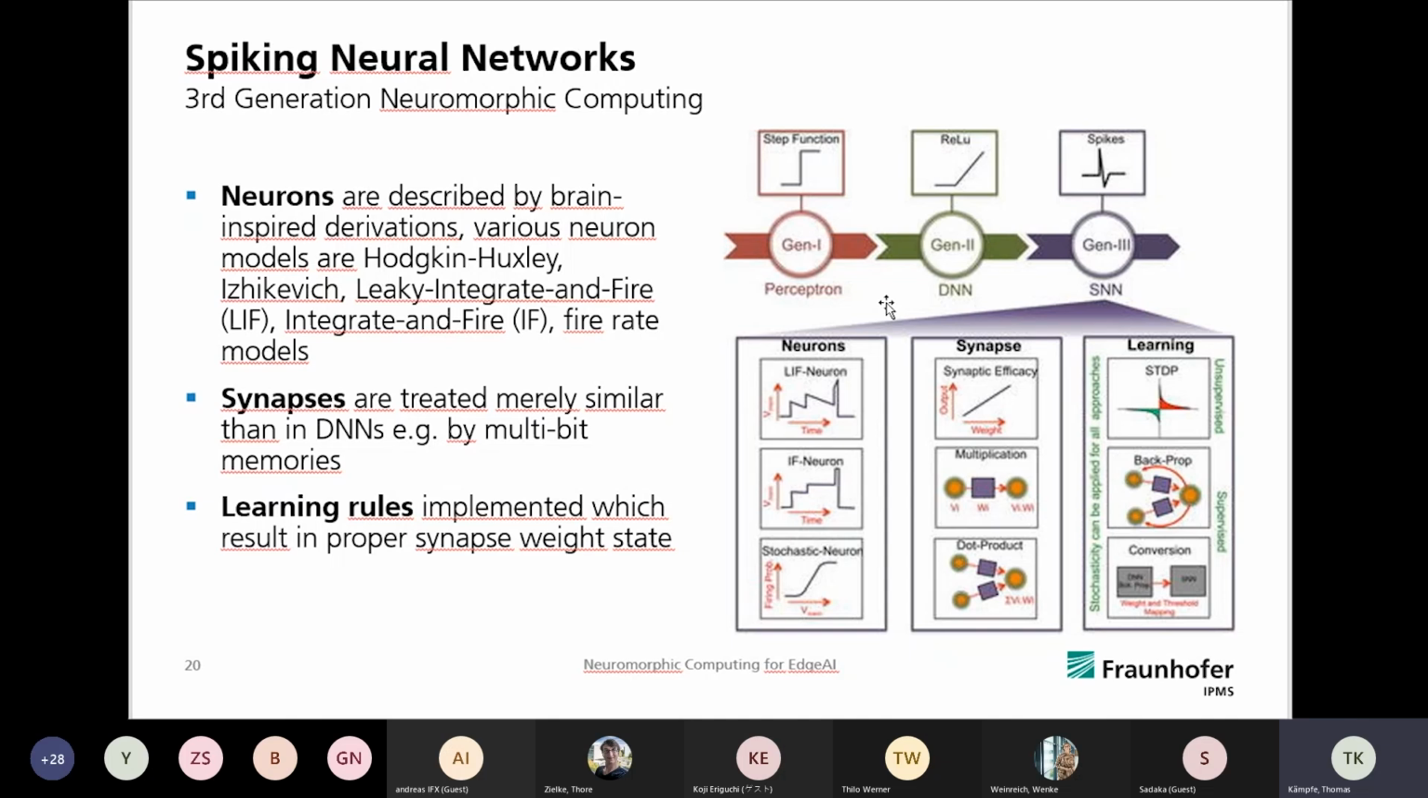While for unsupervised learning, we actually can change the synaptic efficiency over time. A very simple rule would be the STDP rule, the spike-timing-dependent plasticity rule, which is proven to not be correct for biological systems, but is a way to train the synaptic efficiency over time.